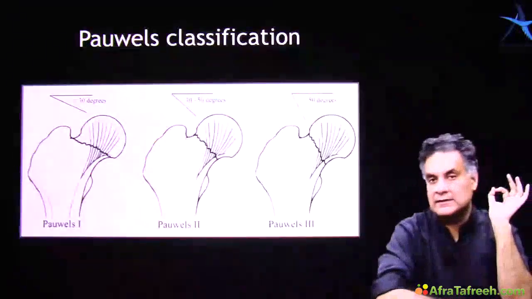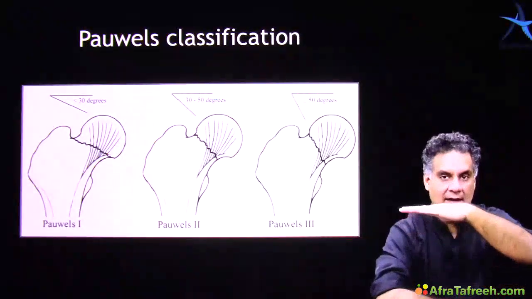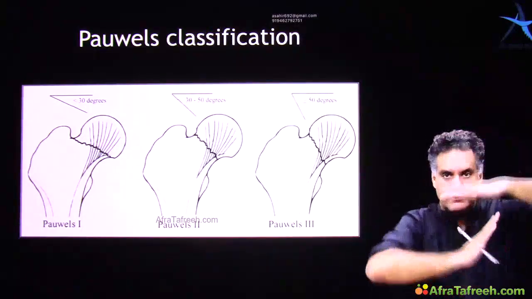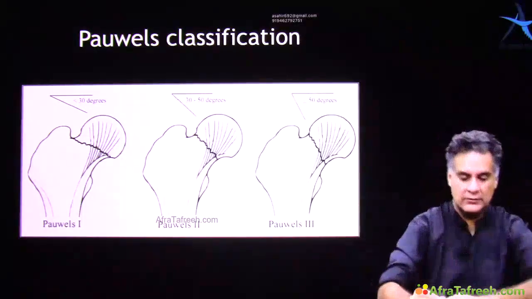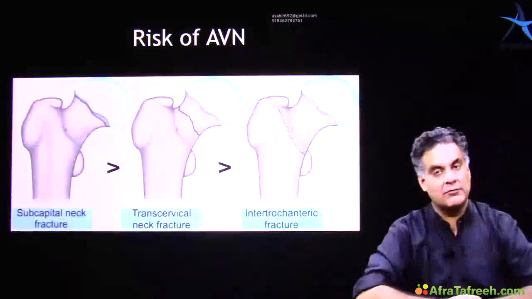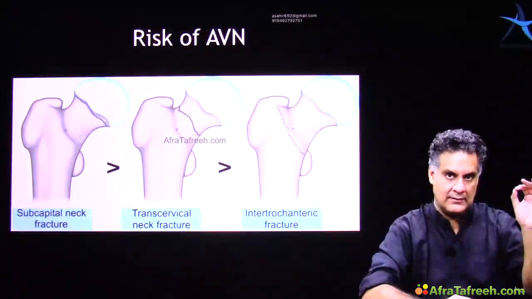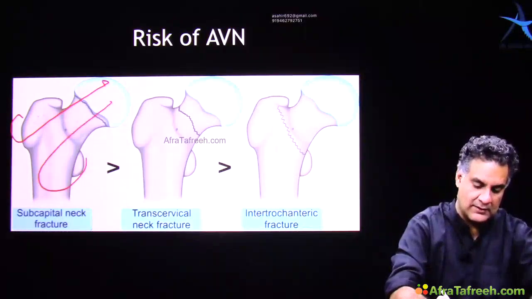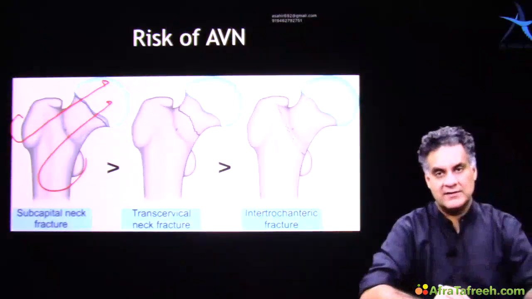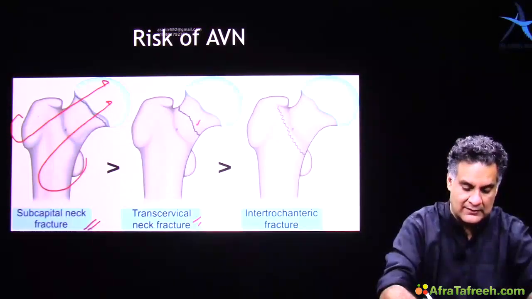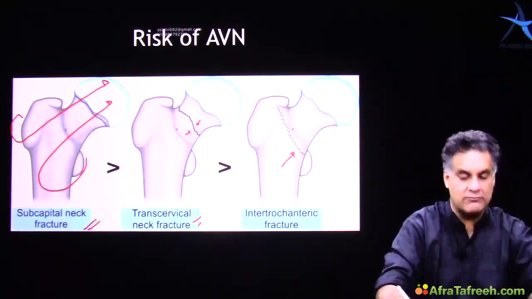When we look at Pauwels' classification of neck femur, it is the angle that the fracture makes with the horizontal. The more the vertical, the more the displacement; the more the horizontal, the more the compression. So the prognosis depends upon the verticality: 30 degrees, 30 to 50, and more than 50. So vertical fractures have poor prognosis. And as the blood supply goes from distal to proximal, the more proximal the fracture, the worse the prognosis. So subcapital fractures have a poor prognosis, transcervical, meaning between the neck, is poorer than the intertrochanteric areas.